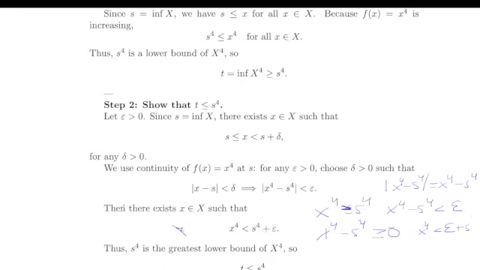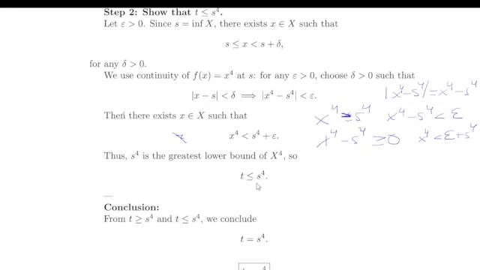And this one is obviously true because we have x to the fourth is less than or equal to s to the fourth. Sorry, greater than or equal to s to the fourth. That means that x to the fourth minus s to the fourth is greater than or equal to 0. So then the absolute value of x to the fourth minus s to the fourth is just equal to x to the fourth minus s to the fourth. You just remove the absolute value since it's non-negative. And so if x to the fourth minus s to the fourth is less than epsilon, that means that x to the fourth is less than epsilon plus s to the fourth. So that's what we have here.